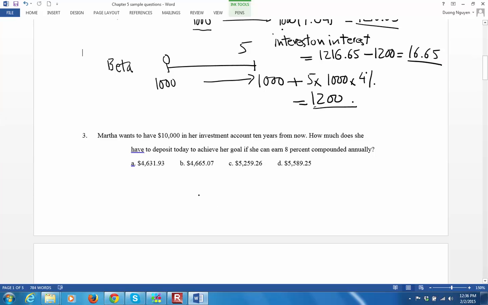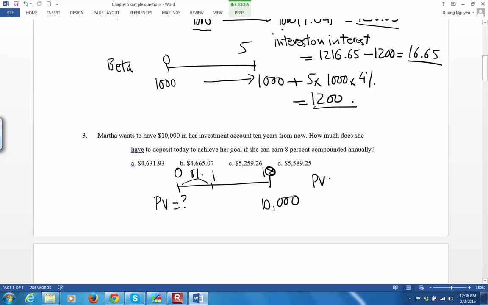Martha wants to have $10,000 10 years from now. How much does she have to deposit today if she could earn 8% compounded annually? Alright, so very simple. What should the present value be if you want to have $10,000 10 years from now, and the interest for every year is 8%.